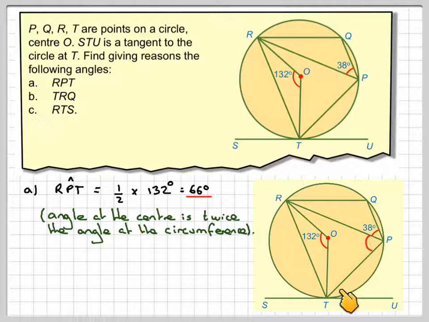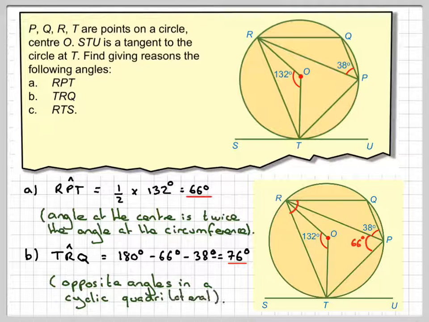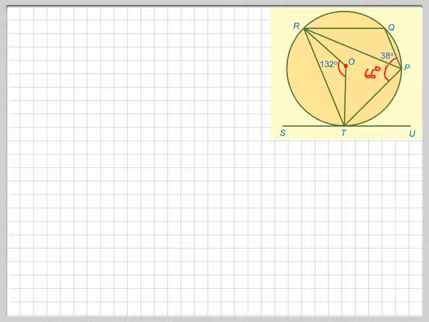Well, here we've got what's known as a cyclic quadrilateral. So if we mark this as 66, then we've got this angle here of this cyclic quadrilateral. We're being asked to find this one here, with opposite angles of a cyclic quadrilateral adding up to 180. So we need to do 180 minus 66 minus 38, which gives me 76 degrees. So opposite angles in a cyclic quadrilateral is the reason. So that's 76. Last part, we've got to find RTS.